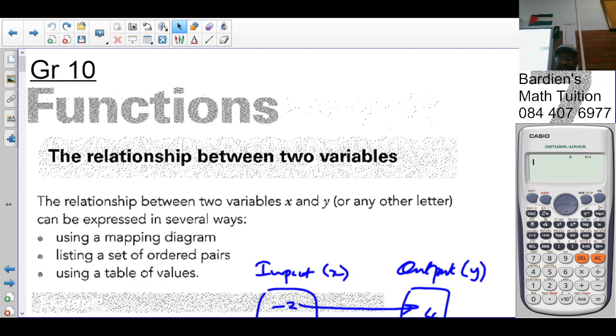Any issues with 7.3? What were the issues with 7.3? Sorry? Number one. Number one says, what in number one?